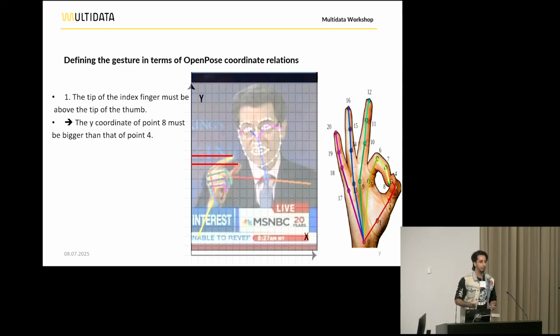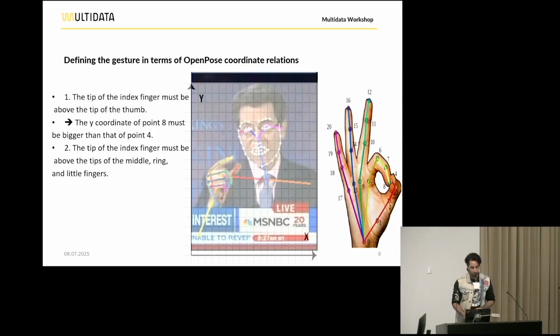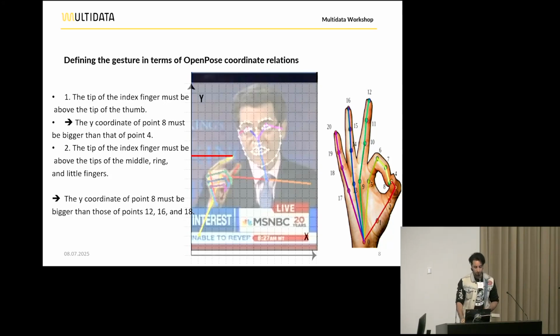So obviously this is not enough. If you only specify that this is bigger than this, you can get something like this or like this, etc. So we need to define a gesture in a more concrete way. So we could add more conditions, something like the tip of the index finger: this one must always be above the tip of the middle finger, the ring finger, and the pinky finger. And you can keep going and going until you really get a restrictive definition of the gesture. So you keep collecting these kinds of conditions, numerical ones, if you will.